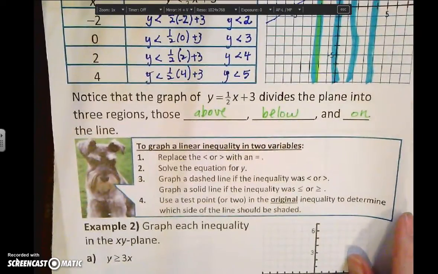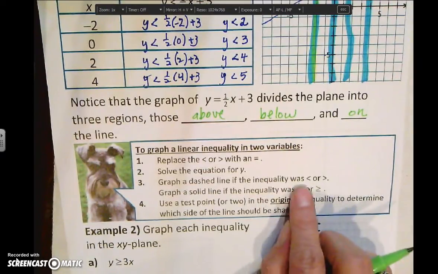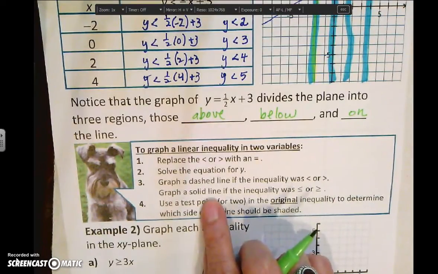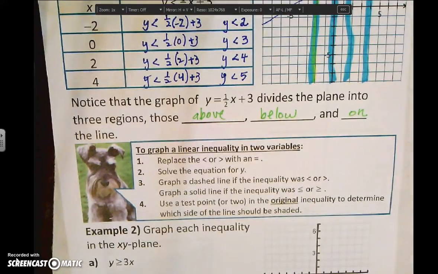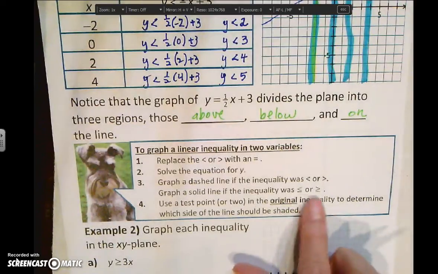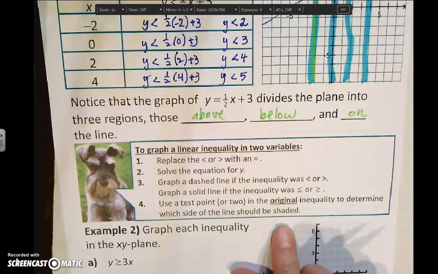To graph a linear inequality in two variables, you're going to replace the less than or greater than with an equal. You're going to solve the equation for y. It's an important step. You're going to graph a dashed line if the inequality is less than or greater than, and graph a solid line if the inequality is less than or equal to or greater than or equal to. So if it's greater than, it's going to be above the line, and if it's less than, it will be below the line.